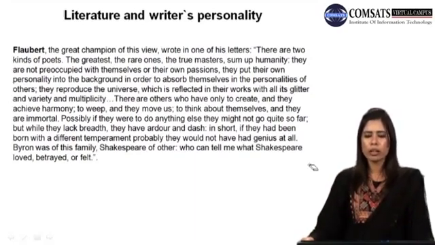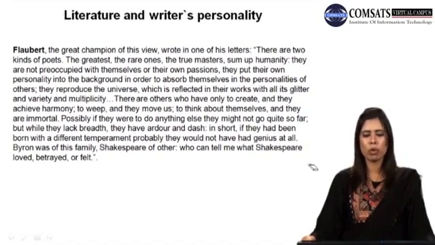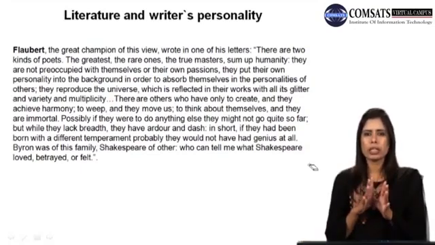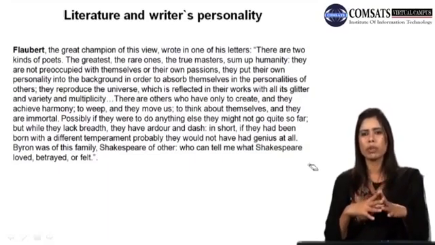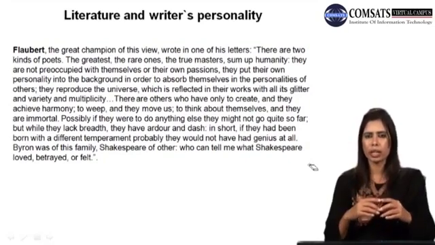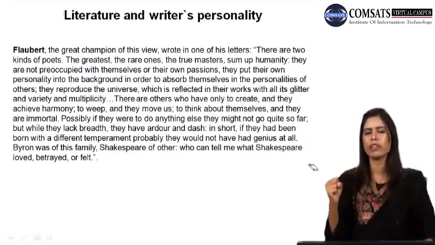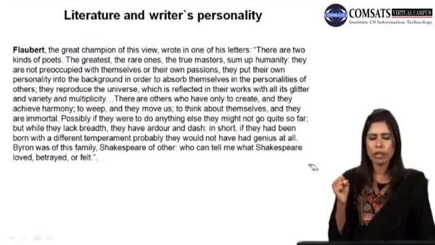According to him, there are others who have only to create, and they achieve harmony, to weep, and they move us to think about themselves, and they are immortal. Possibly, if they were to do anything else, they might not go quite so far, but while they lack breadth, they have ardor and dash. In short, if they had been born with a different temperament, probably they would not have had genius at all. So he categorized poets into two different categories. One is those who keep in view their self while writing, and the other is about the objectivity of the social realities of life.